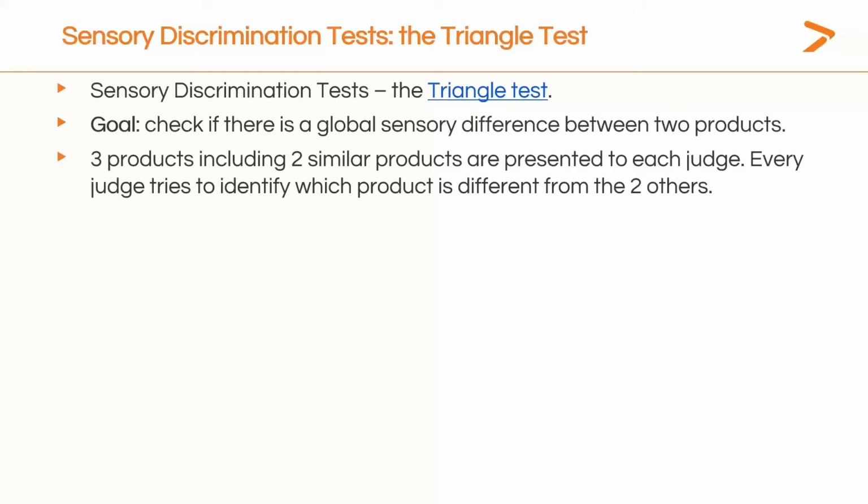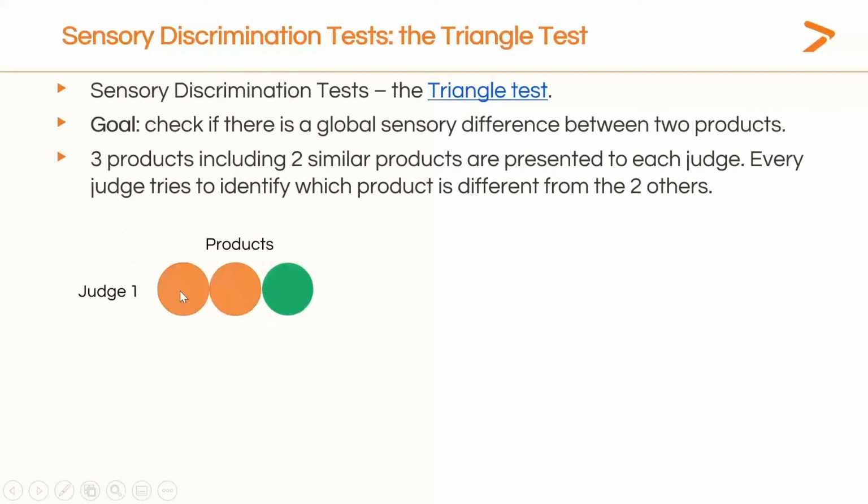So here's how it works. 3 products, including 2 similar products, are presented to each judge or each panelist. And then every judge tries to identify which product is different from the 2 others.